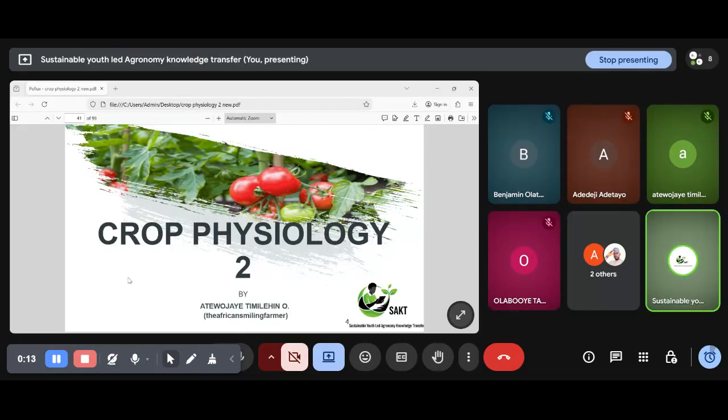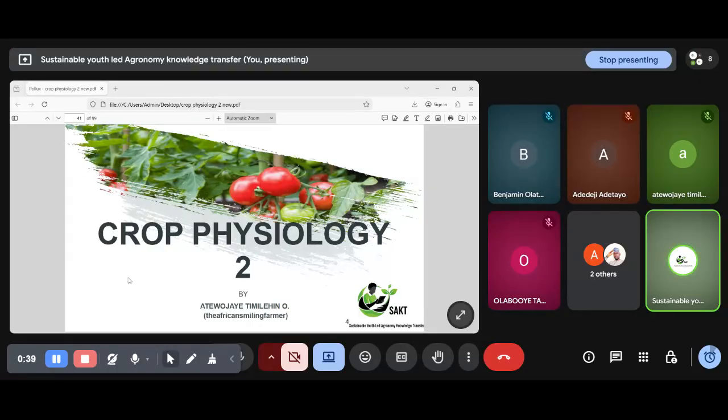So, last week we started this topic on crop physiology. The facilitator exposed so many things for us. We were enlightened on where plants store water, so many things that we usually ignore. So today he's going to continue from where he stopped with respect to this class.